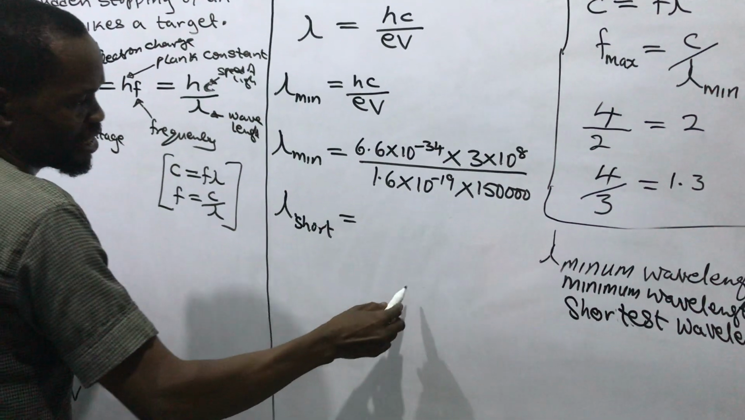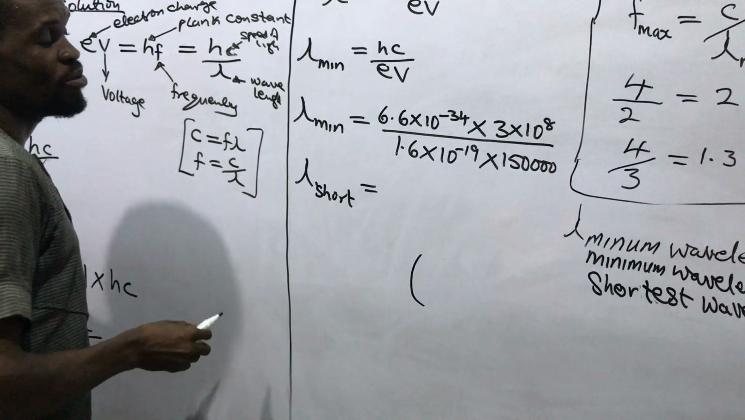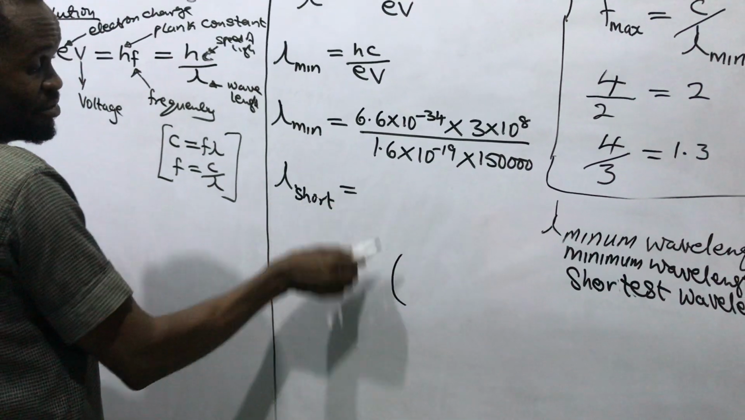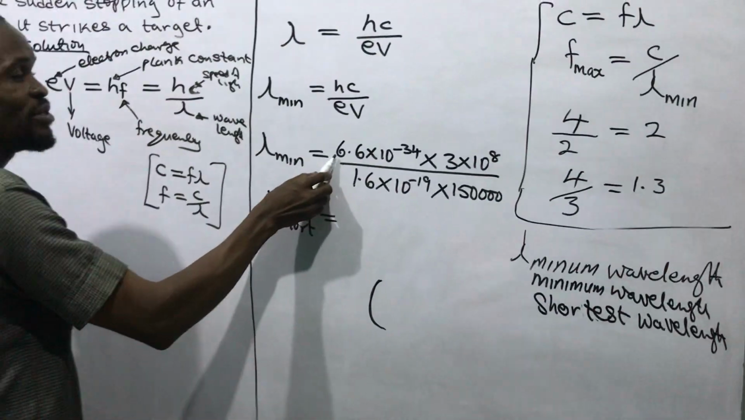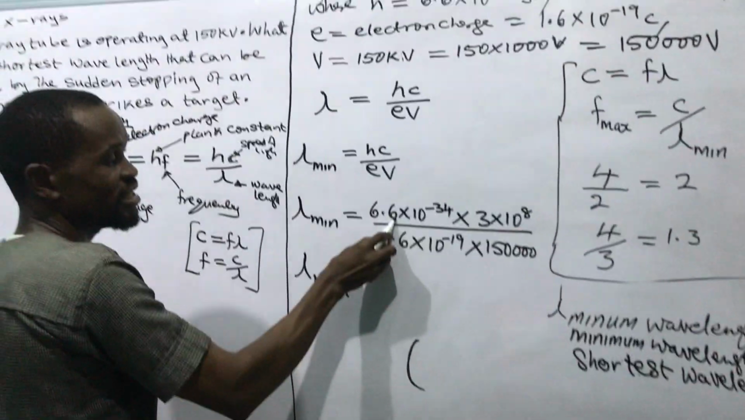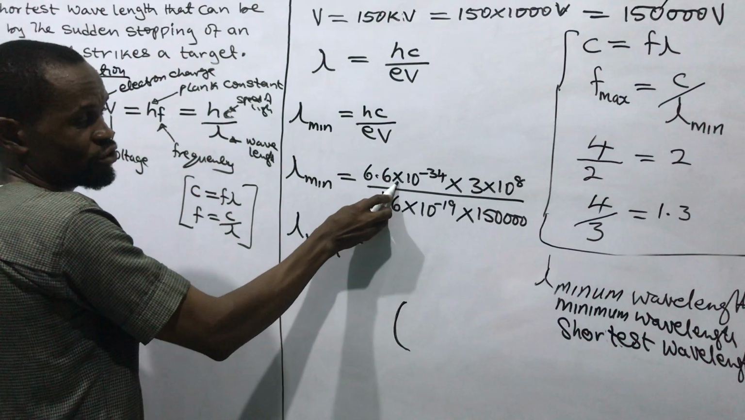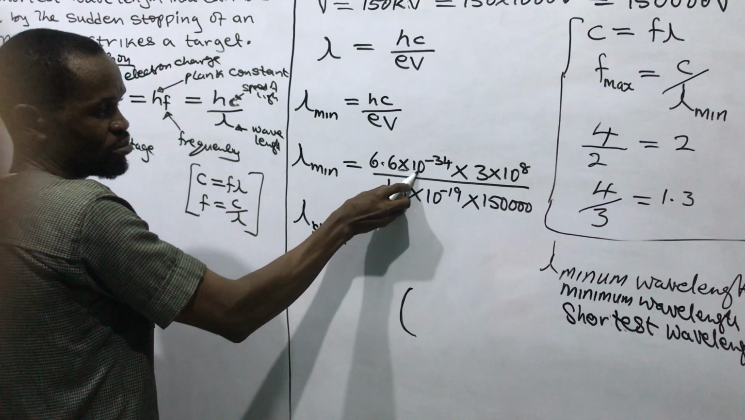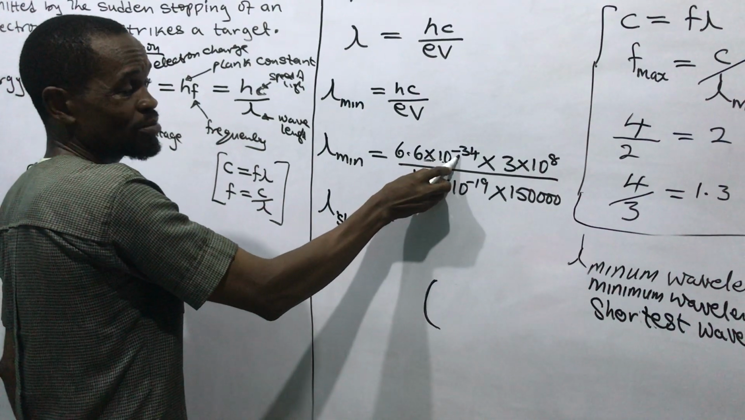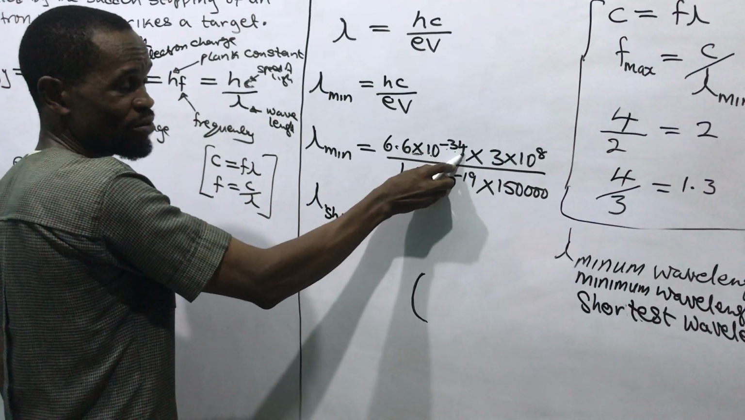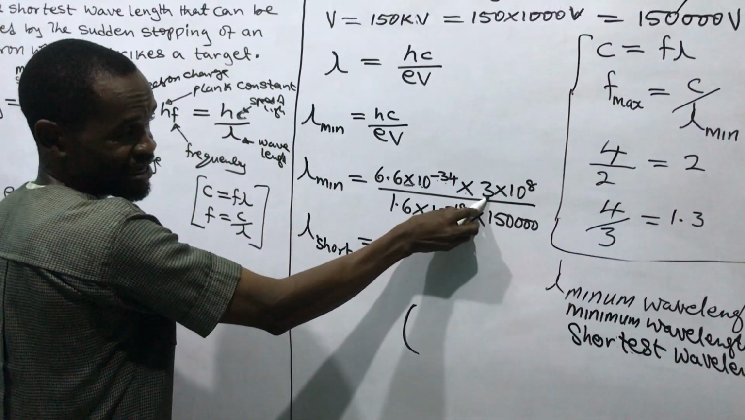When you bring out your calculator, open the bracket this way. Then type 6.6. Have you typed 6.6? Press shift, then press log. When you press log, you see a small 10 there. You press minus 34. Have you pressed minus 34? Then press times again. Press 3.